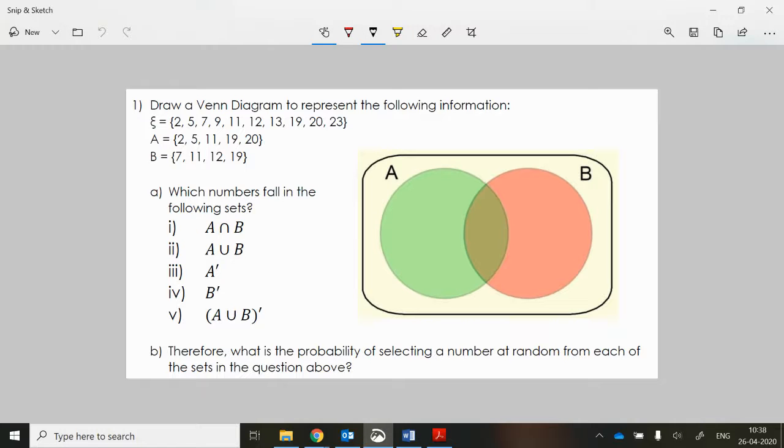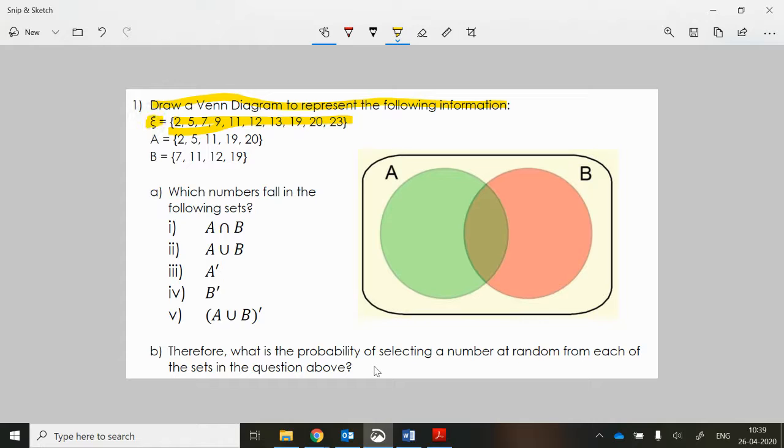Hi everyone, I'm going to go through question one on the sets and Venn diagrams questions which I've set for today. So for question one, it says, draw a Venn diagram to represent the following information. Now, if you've been able to print this out, then you can put all of your information on this little Venn diagram here. If you've not been able to print it out, then you can make a quick version of that yourself.